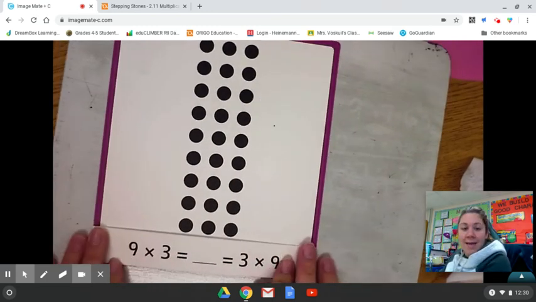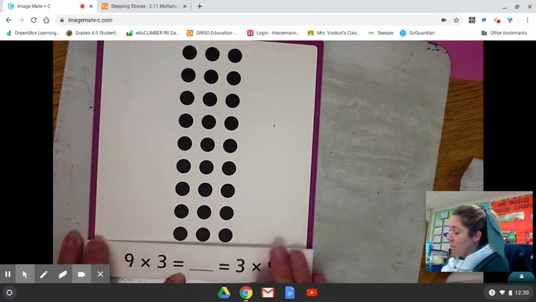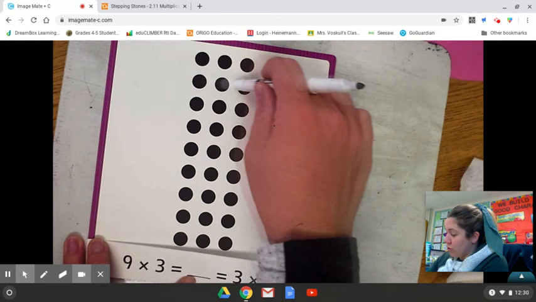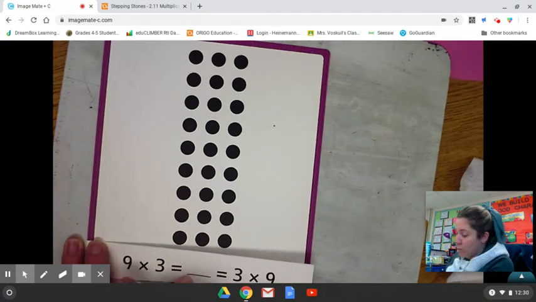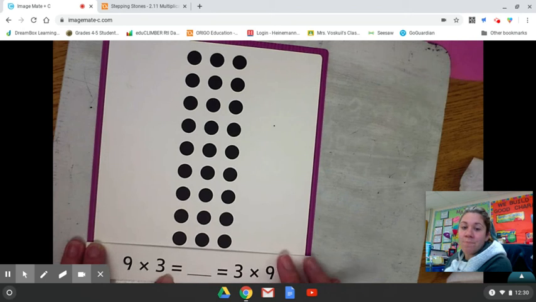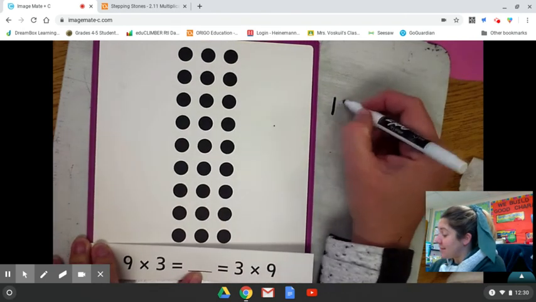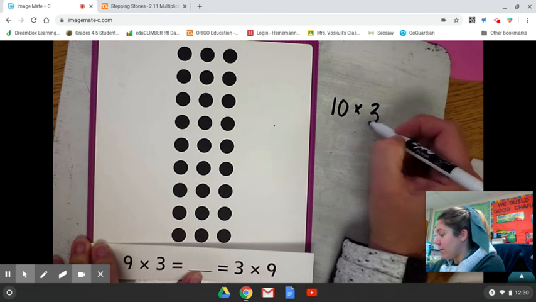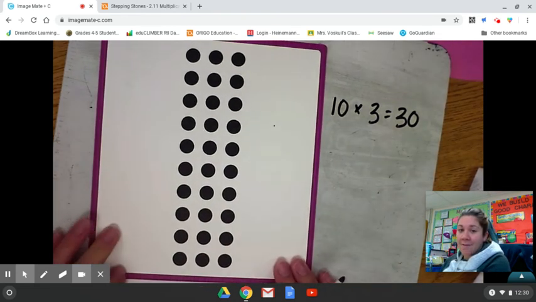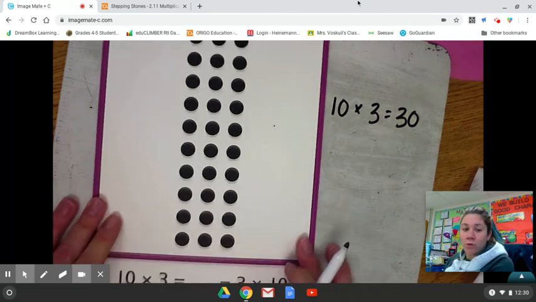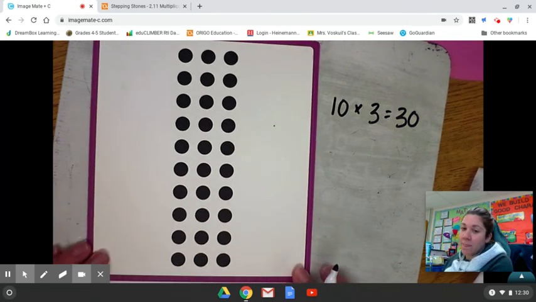Okay, I want to solve 9 times 3. Let me see if my array shows this. 1, 2, 3, 4, 5, 6, 7, 8, 9. 9 rows with 3 in each. To solve that, well, let's use our tens fact. 10 times 3 is 30. When I have 10 rows of 3, it even says it down here, 10 rows of 3 is 30.